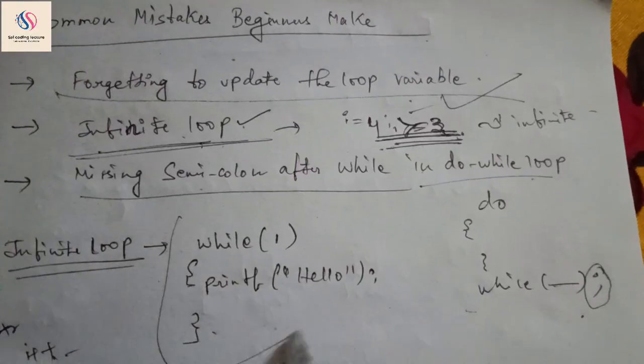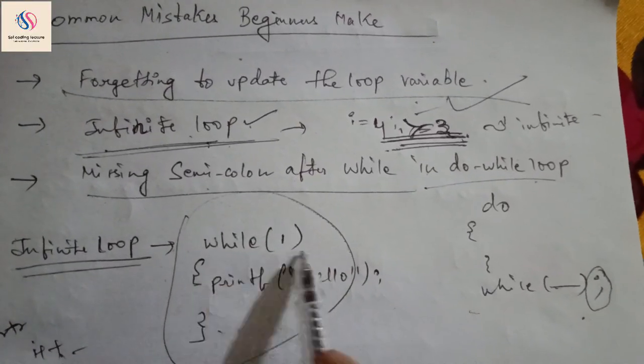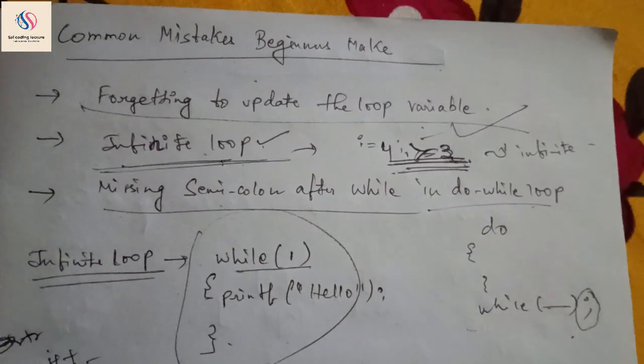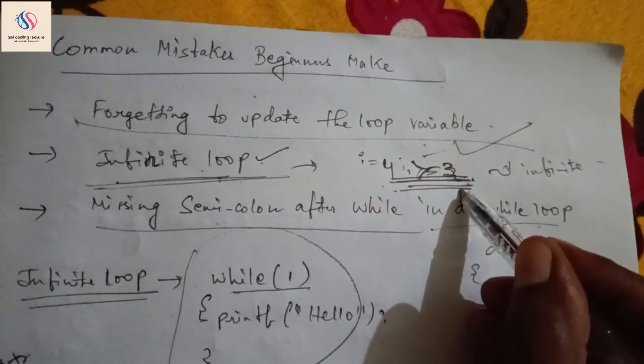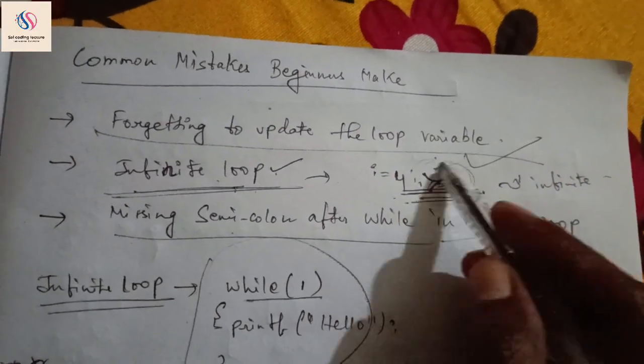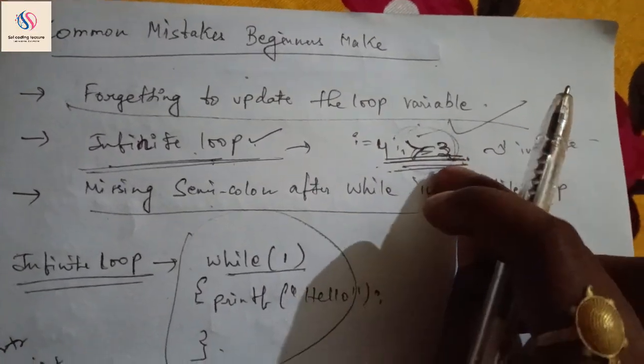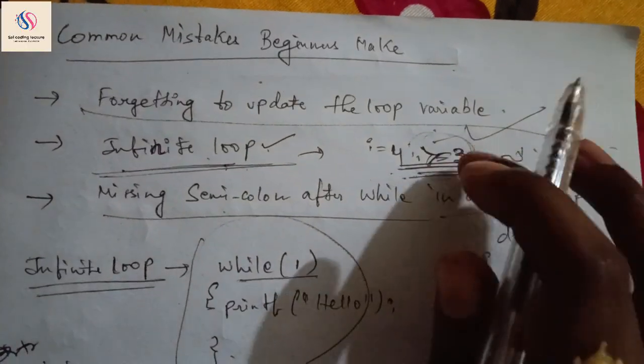Now this is a situation of infinite loop, which I have shown over here. This is another kind of example. Here I have given you a simple example which stresses that the condition you are giving should not be wrong, which means it should be a meaningful condition. This I have shown you.